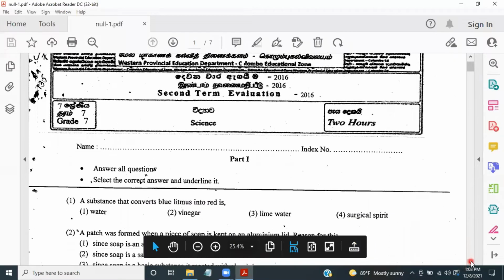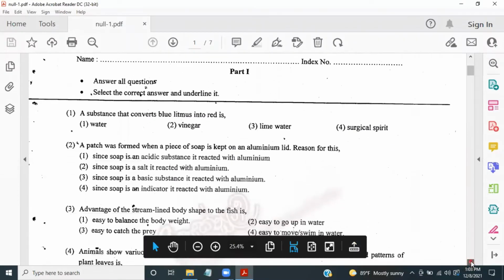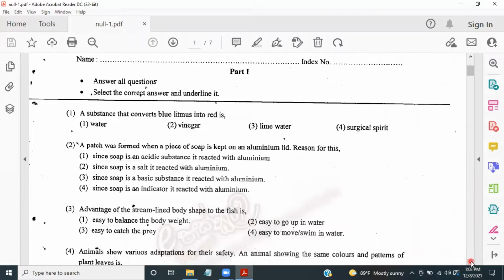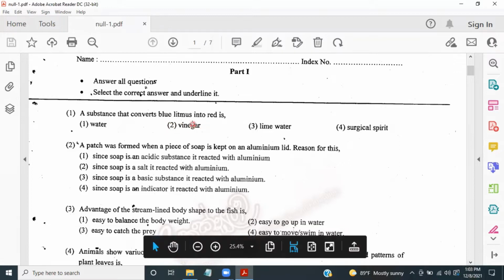A substance that converts blue litmus into red is. Blue litmus turns into red color by an acid. In here, vinegar is the acid.